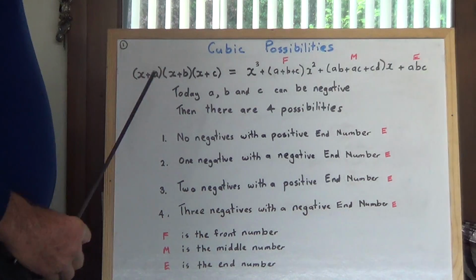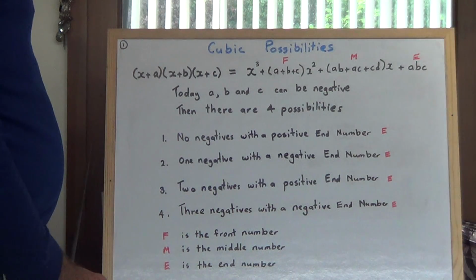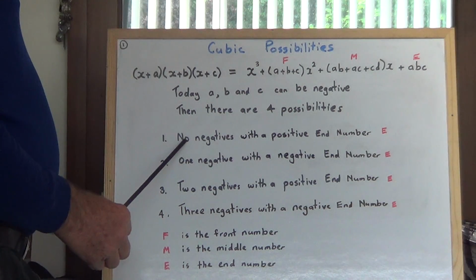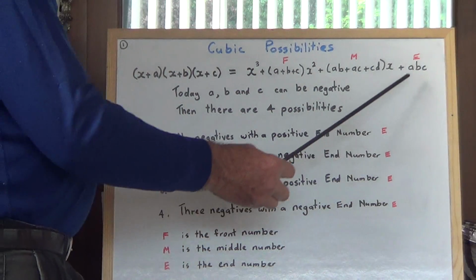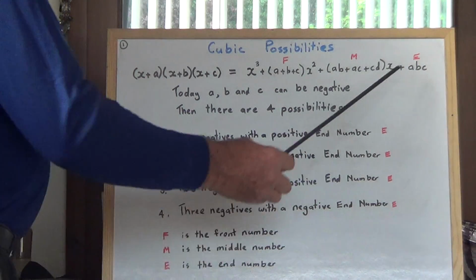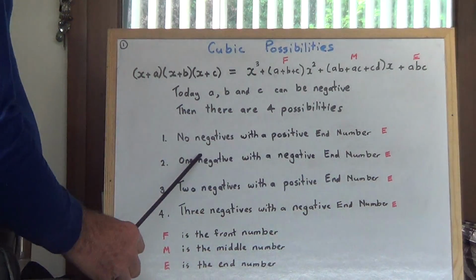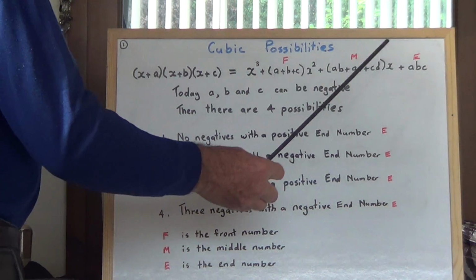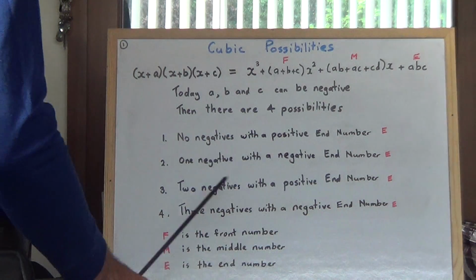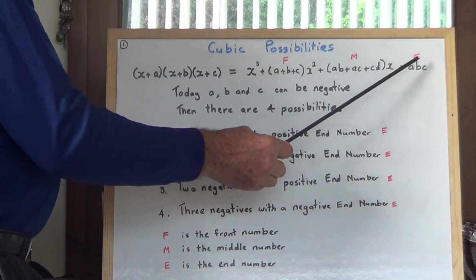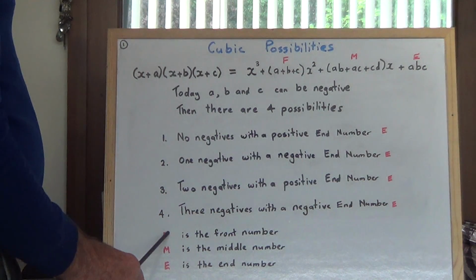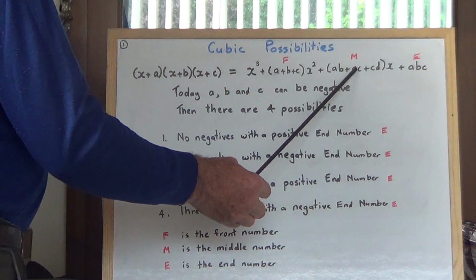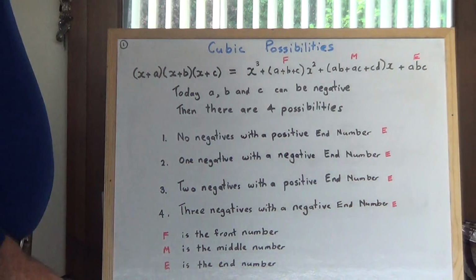Now today a, b and c can be negative. That's what that line says. There are four possibilities. We can have no negatives, with a positive n number. When there's no negatives, that is going to be positive. When we have one negative, the n number will be negative. When we have two negatives, the negatives will cancel out and the n number will be positive. And when we have three negatives, the n number will be negative. Now, f is the front number here, m is the middle number there, and e is the end number.